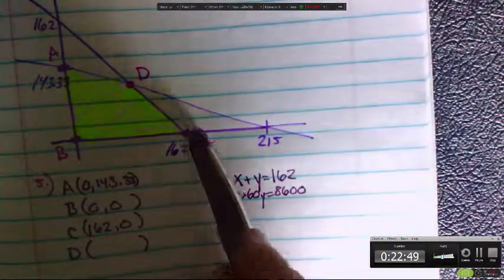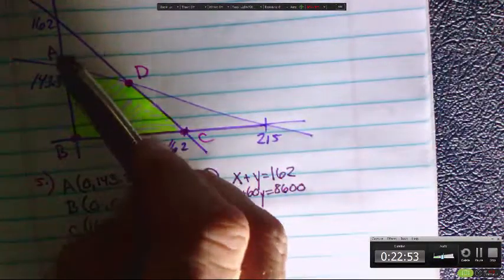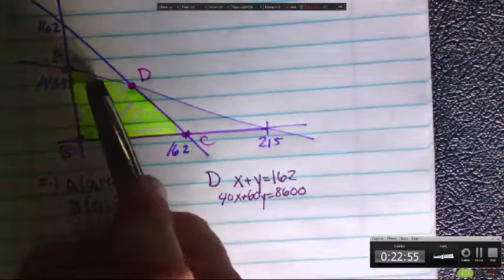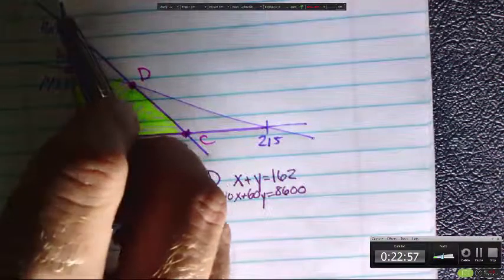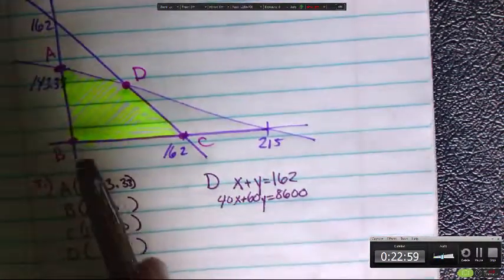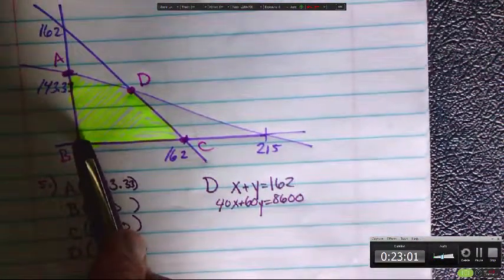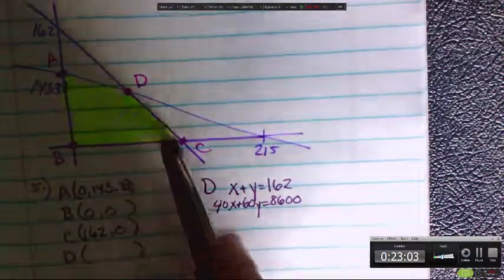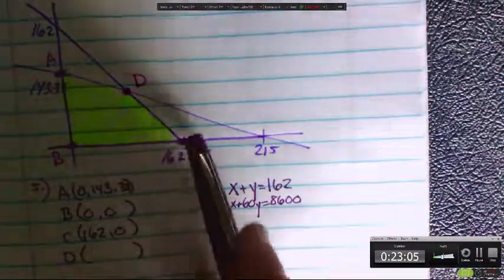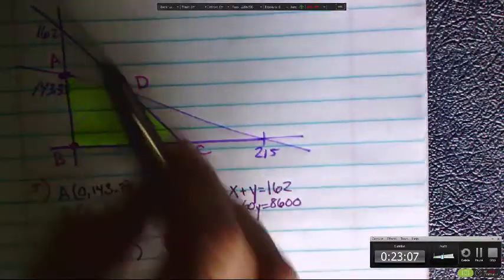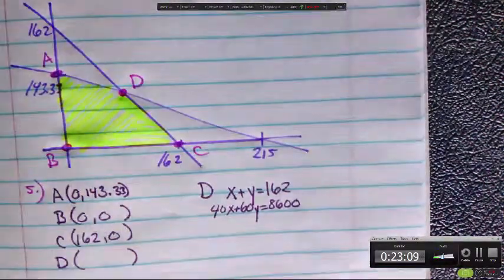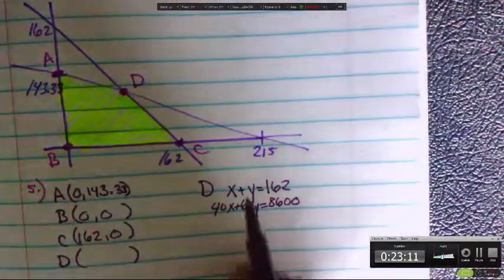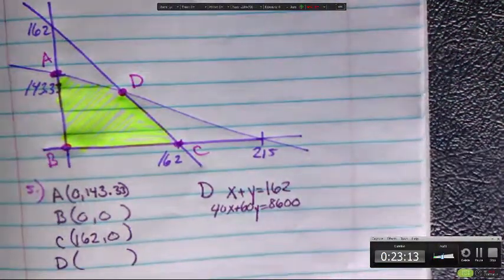If you look at C, he spent all of his land, but has he spent all of his money? No. A is he spent all of his money, but he's not spent all of his land. He's got land left over. B is he spent nothing on either. And then D is the intersection where he spent all of his land, because this is the land inequality, and all of his money. We can solve this with substitution or elimination.